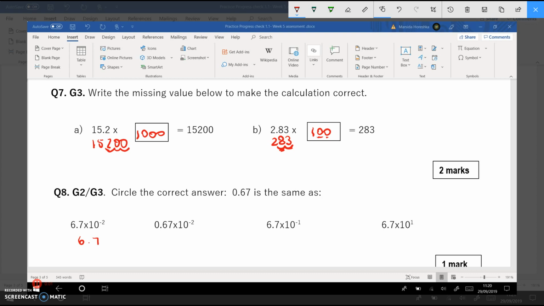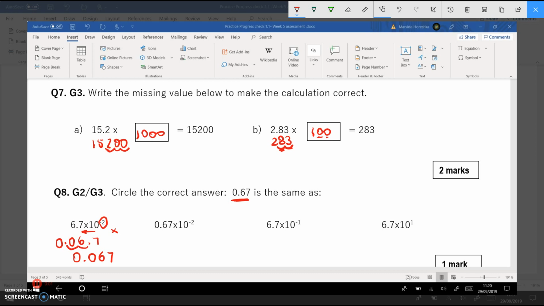6.7. When you multiply by 10 to a negative power, that means you're moving in the negative direction. Think of the number line, you're moving in the negative direction. This tells us how many places, and that's 2 in the negative direction. So with the decimal point, we'll move 1 and then 2. So it's going to go here. We fill this gap with a 0 and we put a 0 in front. So this becomes 0.067, and that doesn't match what we have in the question. So this is not the right option.